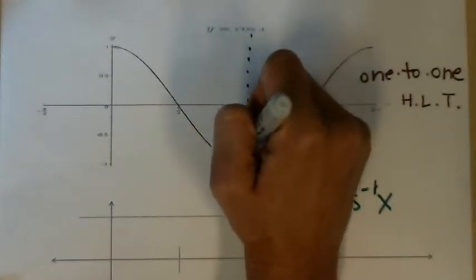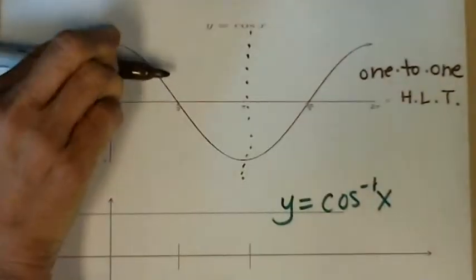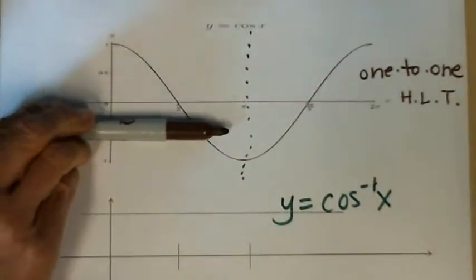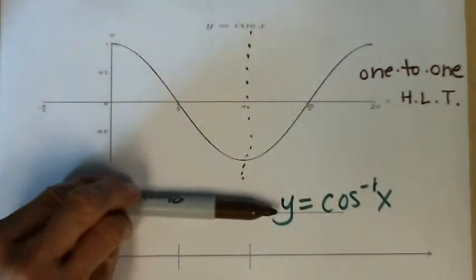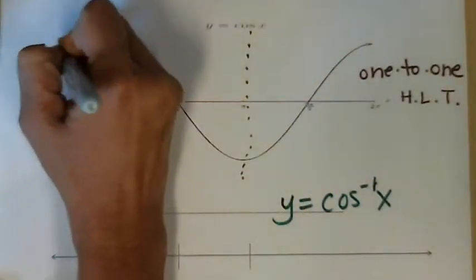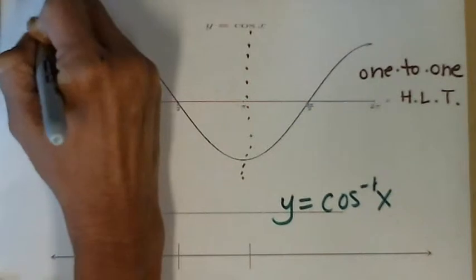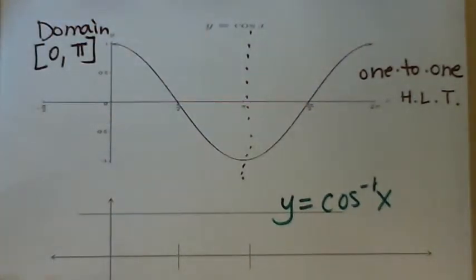I need to stop here where x is pi so that my cosine graph will pass the horizontal line test. So before I can start talking about the inverse cosine, I need to restrict the domain of cosine to the interval 0 to pi so that it stays 1-to-1. Now, this next part that I have to do, I have to make myself some notes so that I don't get confused.